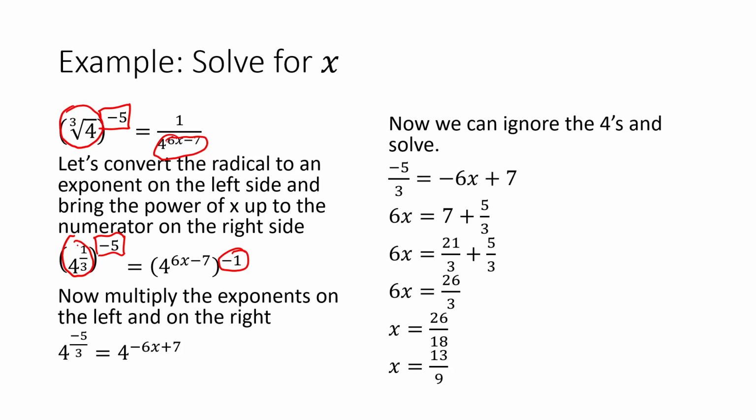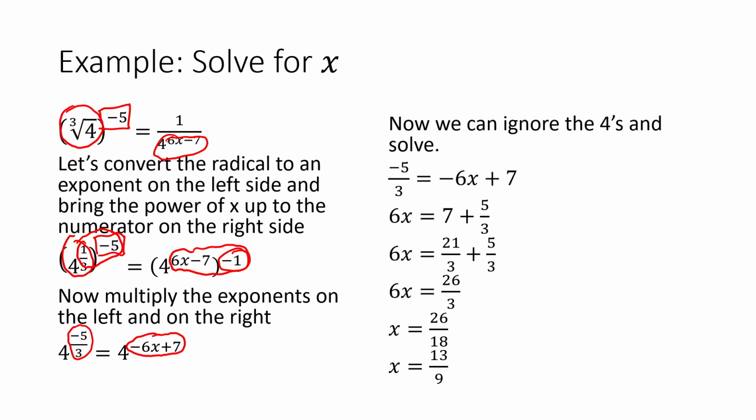Now, on the left-hand side, we've got a power raised to a new exponent. So we're just going to multiply 1/3 and -5. On the right-hand side, we have a power raised to an exponent, so we're going to multiply 6x minus 7 times -1. 1/3 times -5 gives us this -5/3 right here. 6x minus 7 times -1 gives us -6x plus 7.